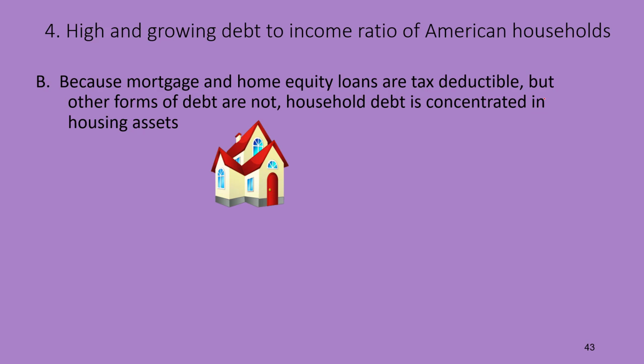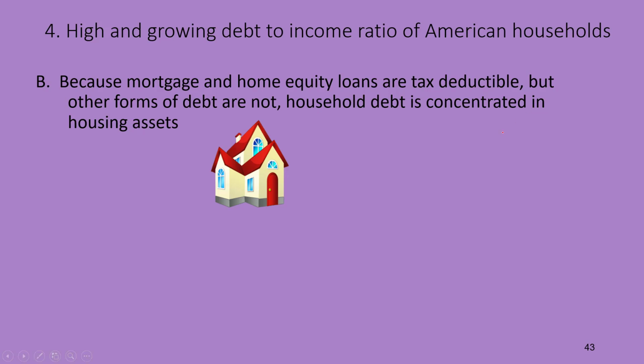Now, for those of you who aren't aware, your mortgage and home equity loans are tax deductible. And so the interest rate that you pay on your mortgage payments, right, you can deduct that from your tax bill. Right, but other forms of debt aren't tax deductible. So in other words, the interest rate that you pay on, say, your credit card isn't tax deductible. So most household debt is concentrated in housing assets, meaning that the biggest portion of people's debt is in their homes. Right, that's where people owe the most money, on their mortgages. And this is, of course, no more true than what was happening during this financial crisis.